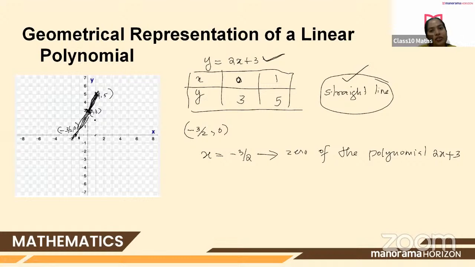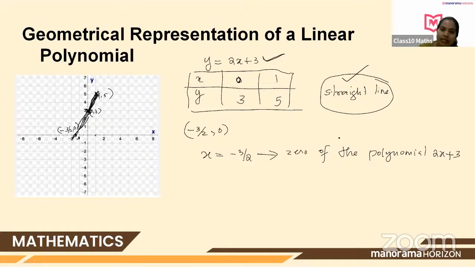The point where the line intersects the x-axis, that corresponding x coordinate, is the zero of the linear polynomial. Here it is minus 3 by 2, because it is in between minus 1 and minus 2, that is minus 1.5, which is minus 3 by 2. So the x coordinate of that point is minus 3 by 2, which is the zero of the polynomial 2x plus 3.